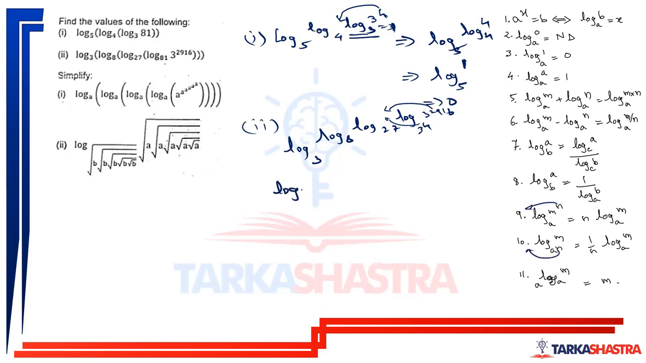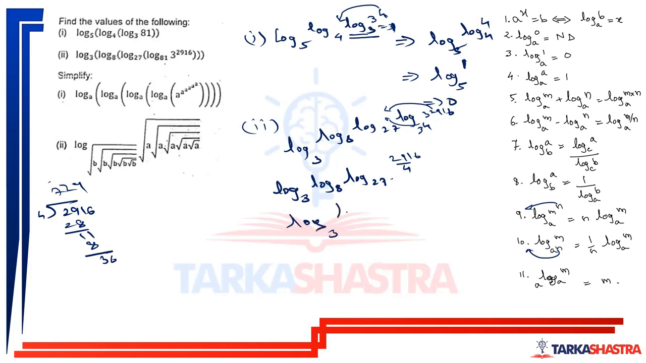So what we have, log base 3, log base 8, log base 27, and 2916 upon 4. Now 2916 divided by 4: 7 fours are 28, 11, 2 fours are 8, and then 36, gives 729. So we have 729 log base 3, log base 8, log 27. 729 is nothing but 27 square.